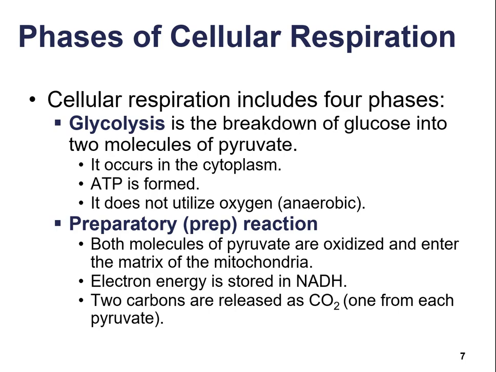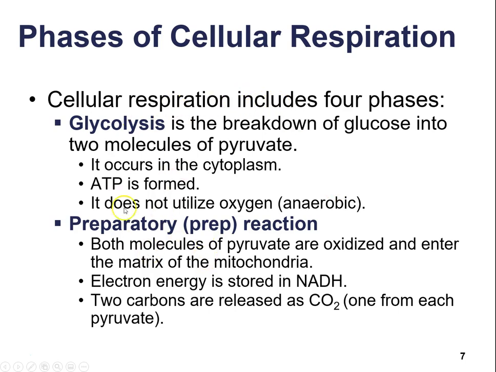So glycolysis, okay? Glycolysis is the breakdown of glucose into 2 molecules of pyruvate. Glycolysis occurs in the cytoplasm. You should know where each one of these phases occurs. It generates some ATP. It does not utilize oxygen. Glycolysis is anaerobic. It does not require oxygen, okay?